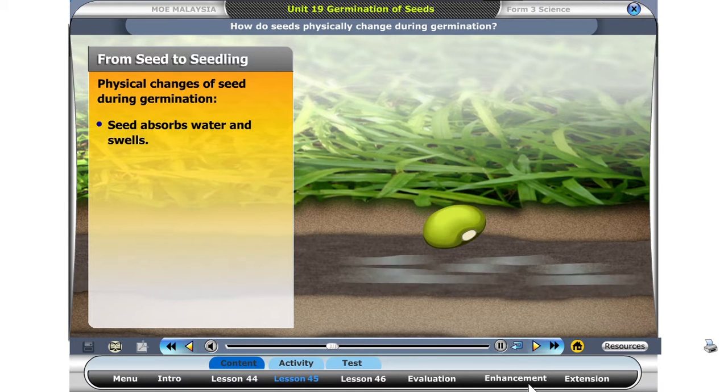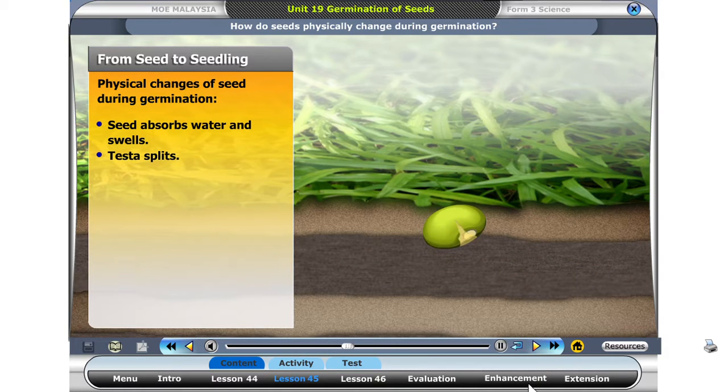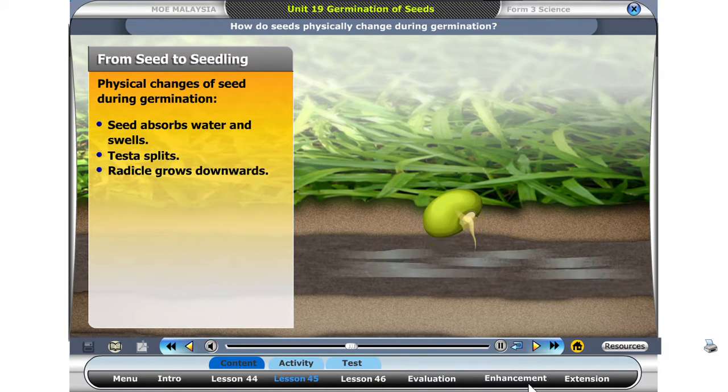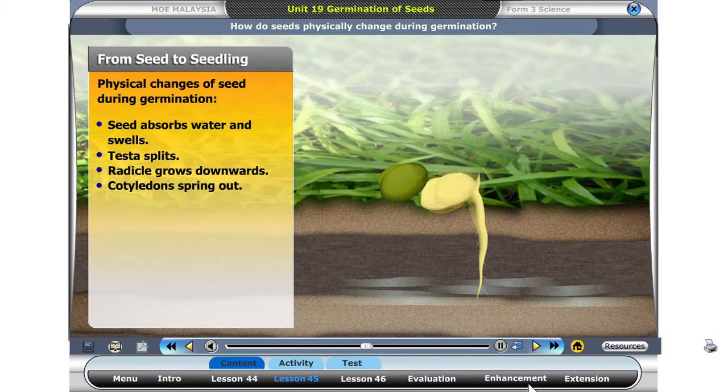First, the seed in the soil absorbs water through its micropyle and swells. Then, the testa splits open. The radicle comes out of the seed coat and grows downwards in search of water. Next, the cotyledons spring out of the soil and starch in the cotyledons is used for growth. Lateral roots grow out of the radicle so that more water can be absorbed.